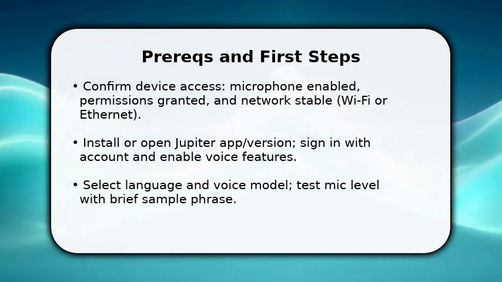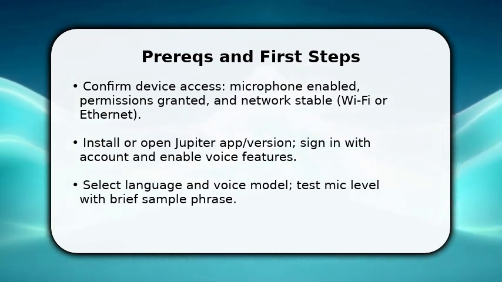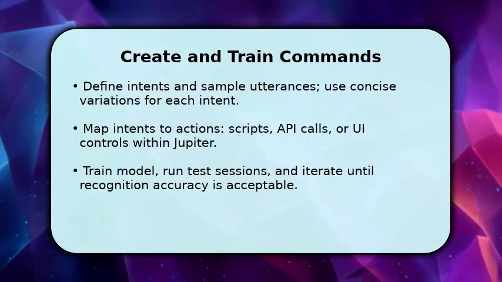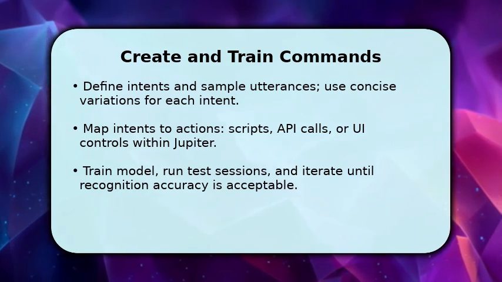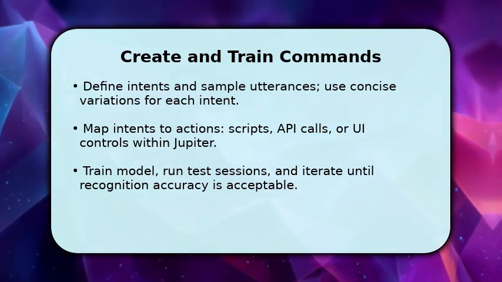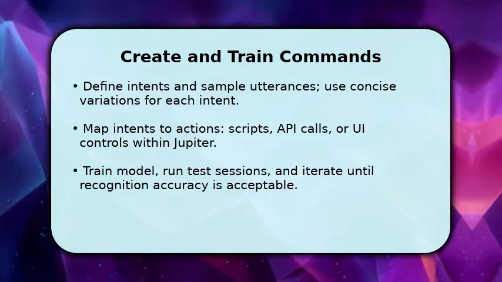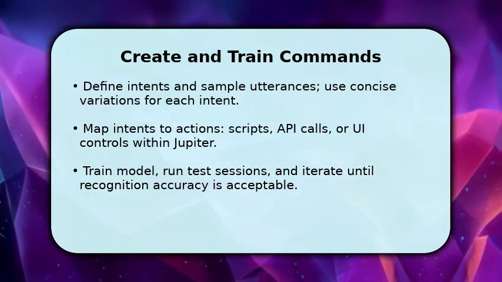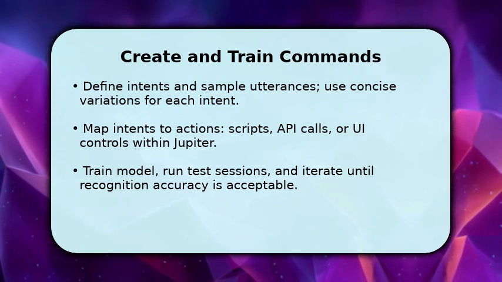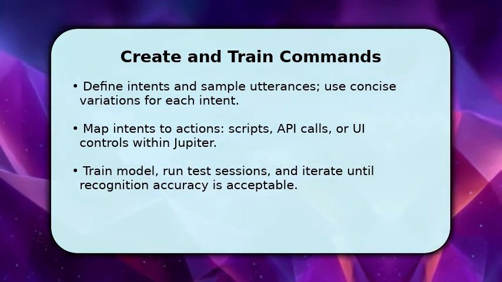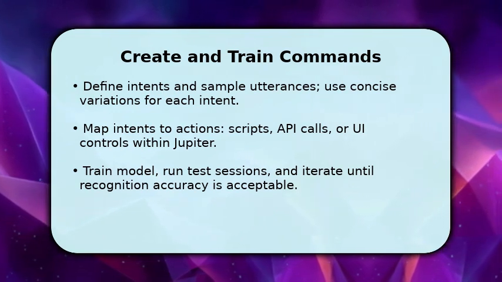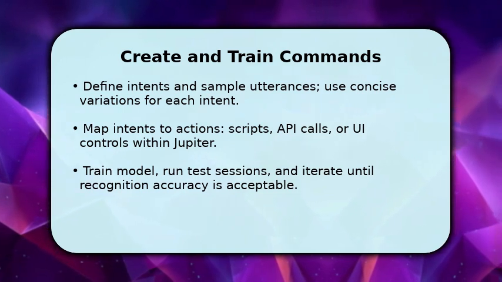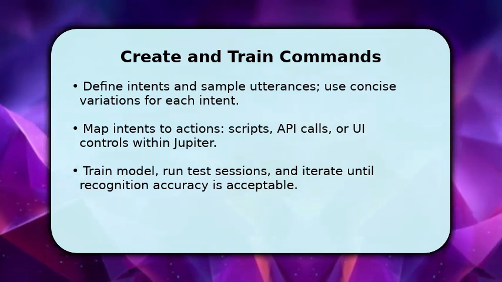Next, you create the commands Jupyter will respond to by defining clear intents and several sample utterances for each one. Make sure you map those intents to the exact actions, scripts, API calls, or UI controls that should run. Once mapped, train the voice model and immediately run test sessions with natural phrases. Listen for misrecognitions and adjust utterances or confidence thresholds. If recognition drifts, add more varied samples and retune the action mappings so the assistant behaves predictably in real use.